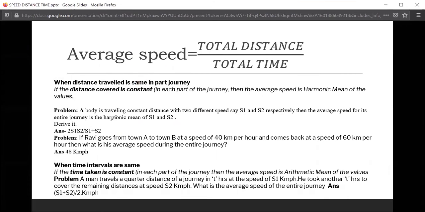Let's see the first problem. A body is traveling a distance at speeds S1 and S2, and the average speed for the entire journey is the harmonic mean of S1 and S2. That we have seen here. If you want, you can prove how it is. So you can apply this formula. So total distance will be what? Total distance, suppose we are traveling with different speeds.